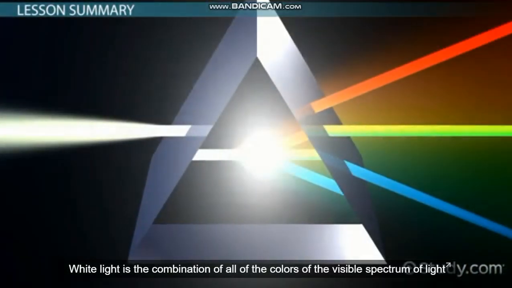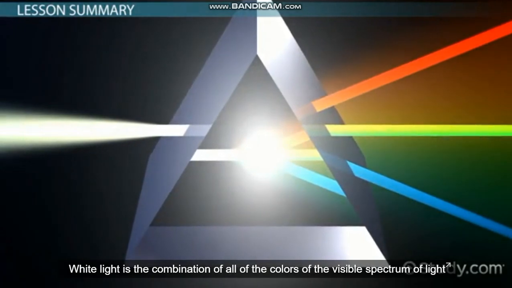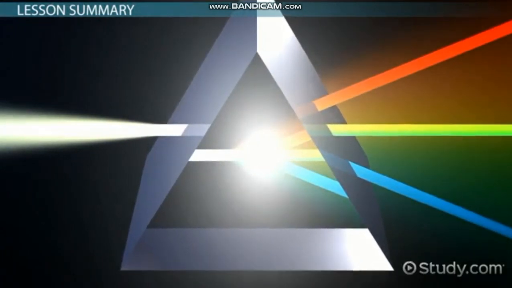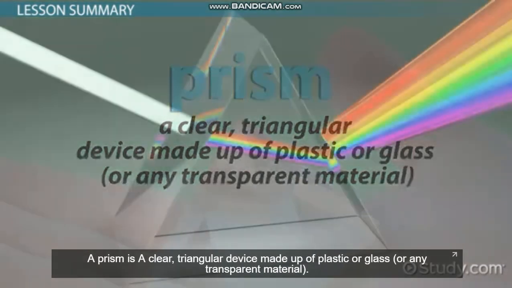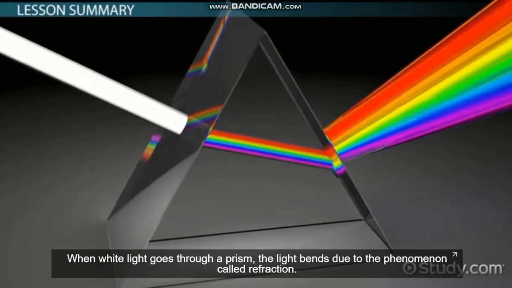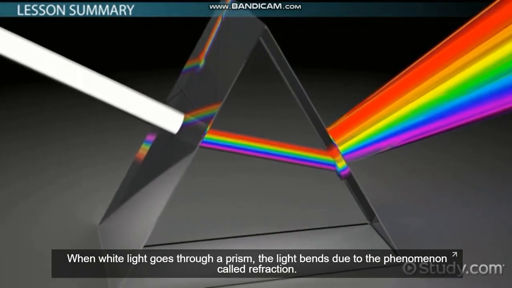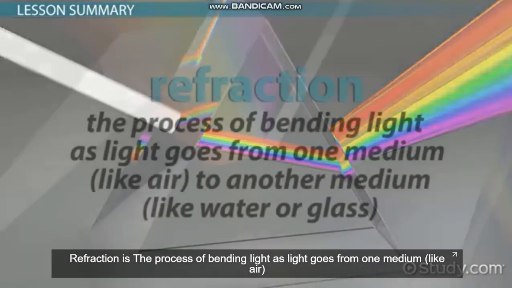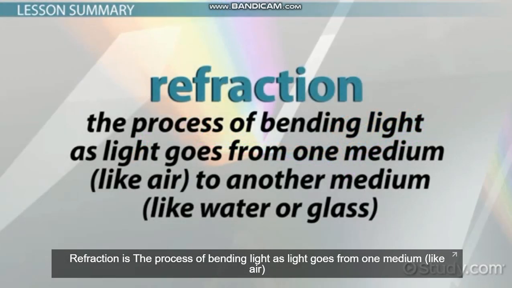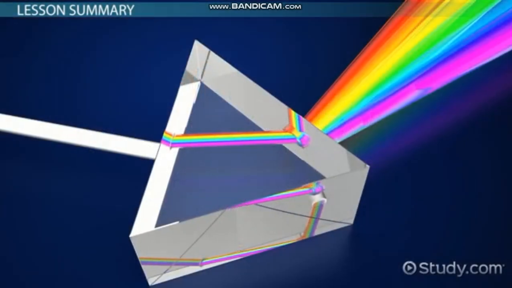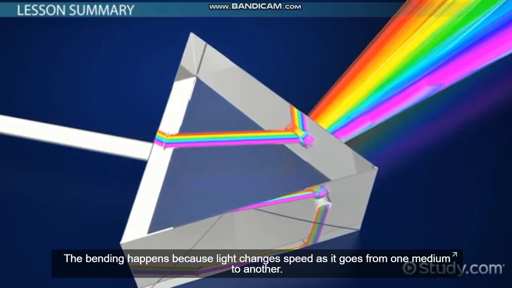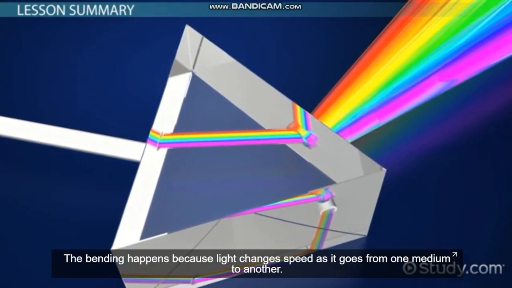White light is the combination of all the colors of the visible spectrum of light, which have different wavelengths. A prism is a clear, triangular device made up of plastic or glass or any transparent material. When white light goes through a prism, the light bends due to the phenomenon called refraction. Refraction is the process of bending light as light goes from one medium, like air, to another medium, like water or glass. The bending happens because light changes speed as it goes from one medium to another.